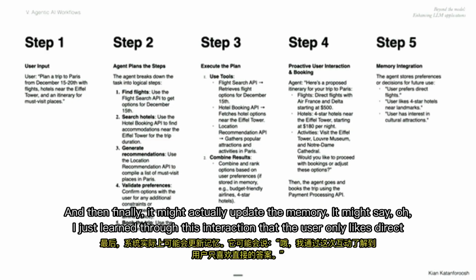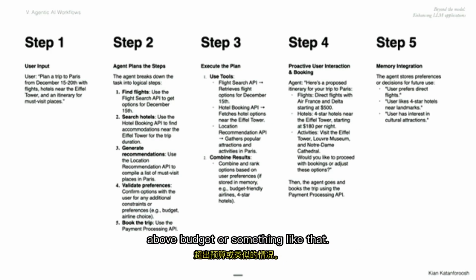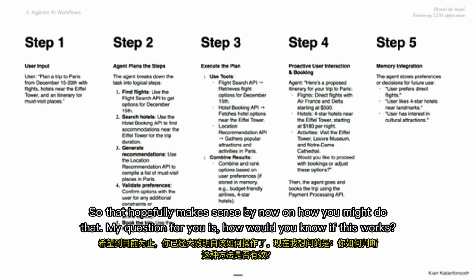And then finally, it might update the memory. It might say, I just learned through this interaction that the user only likes direct flights, so next time I'll only give direct flights. Or I notice users are fine with 3-star or 4-star hotels, and in fact they don't want to go above budget or something like that. So that hopefully makes sense by now on how you might do that.